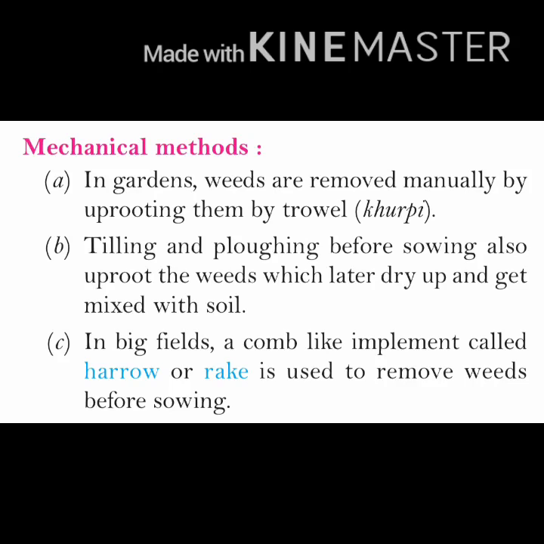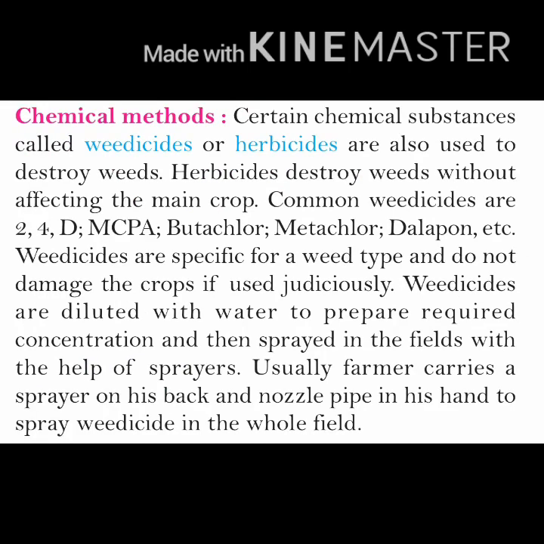After that we have chemical methods. Certain chemical substances called weedicides or herbicides are used to destroy weeds. Herbicides destroy weeds without affecting the main crop. Common weedicides are 2,4-D, MCPA, butachlor, metachlor, delapon, etc. Weedicides are specific for weed type and do not damage the crop if used judiciously. It means different types of weeds have different types of weedicides.